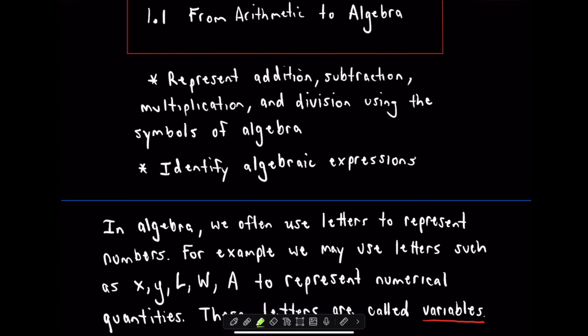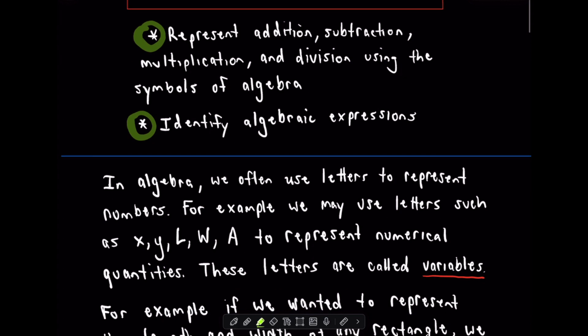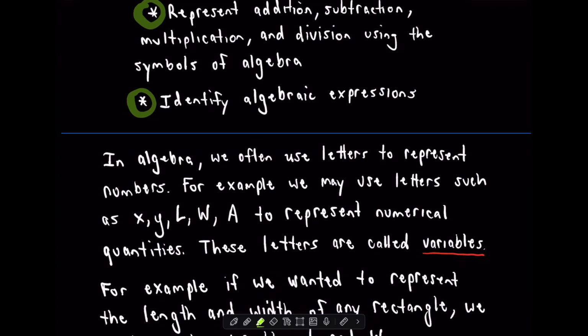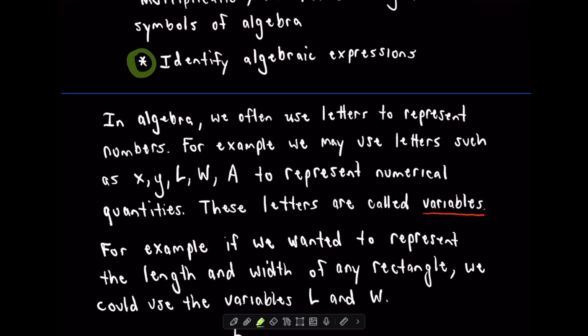Okay, so what we're going to do in this first part is talk about representing addition, subtraction, multiplication, and division using the symbols of algebra. And then we're also going to talk about identifying what are called algebraic expressions. So we're learning a little bit of notation, and we're trying to make this transition. We want to be able to take, for example, an English statement, and turn it into these algebraic expressions that we can then work with.